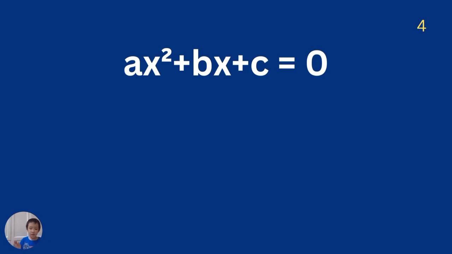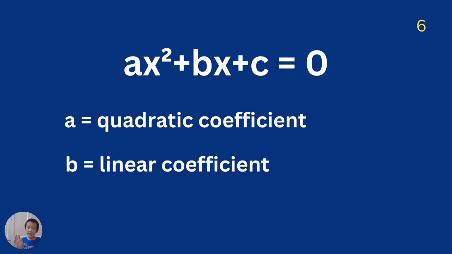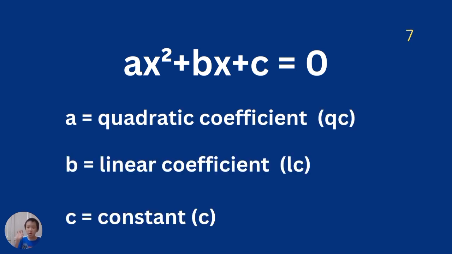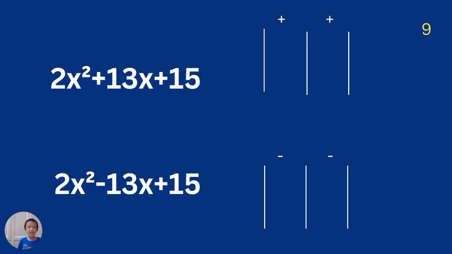This is the general form of a quadratic equation, where x is our variable, a is our quadratic coefficient, b is our linear coefficient, and c is our constant. This is a form of a quadratic equation with numbers as its coefficients and constant.